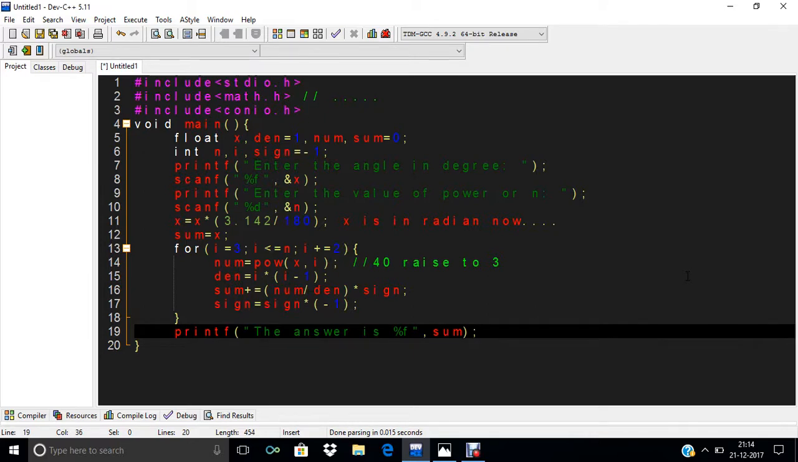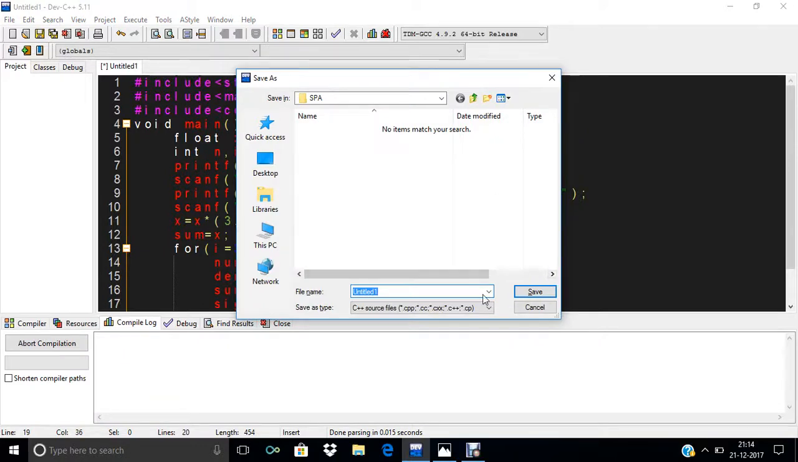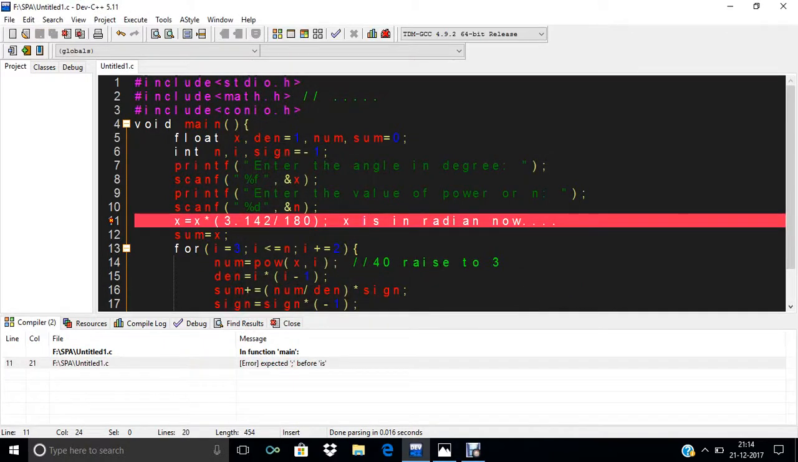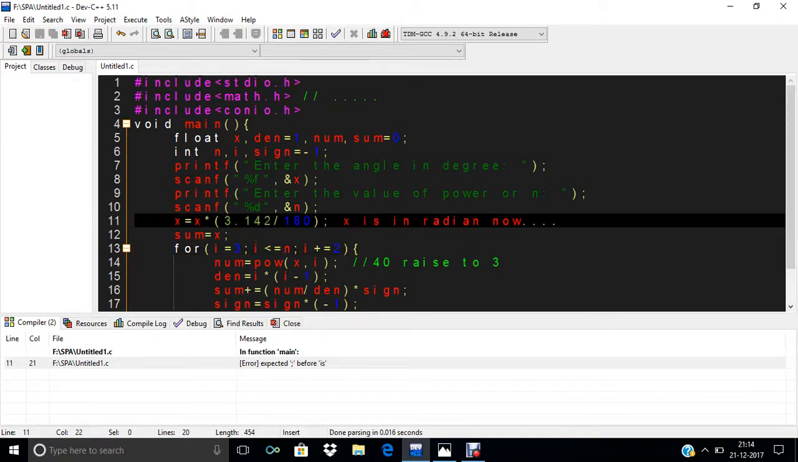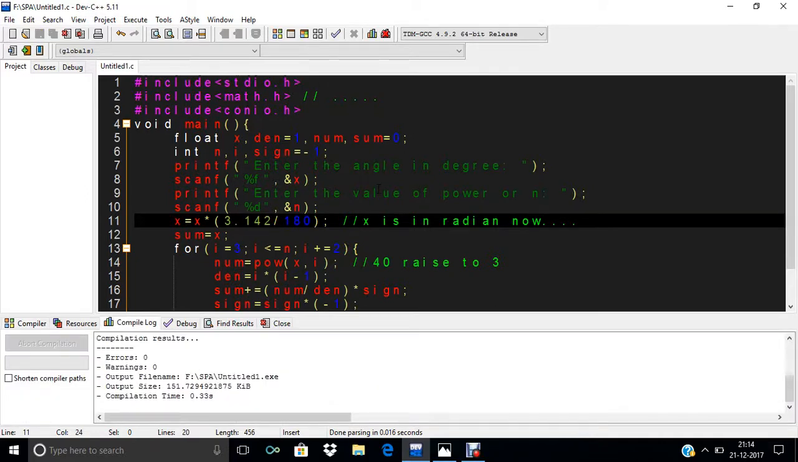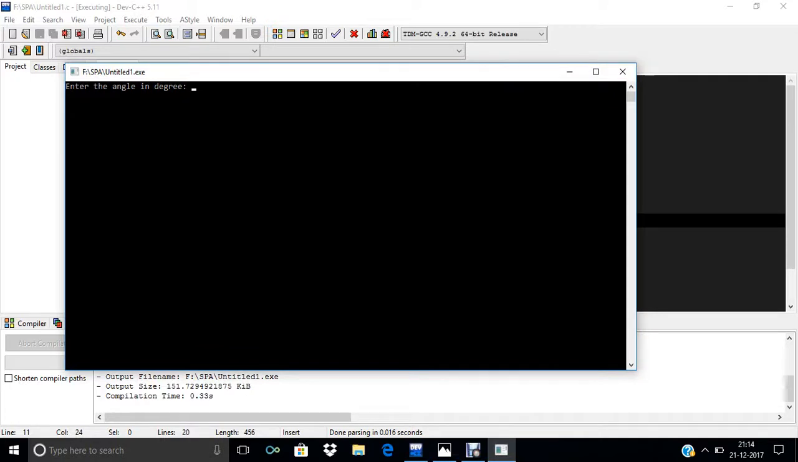Let's run it. We got an error. Yes, I just forgot to mention this command line over here. Let's put the angle in degrees as 40, and enter the value of power n, I'll put it as 5. The answer is 0.649787. I believe this is perfectly right. You can check that on your Casio calculator.